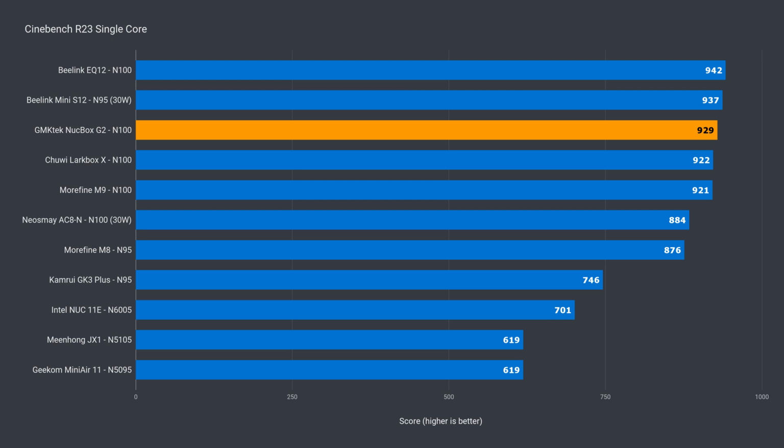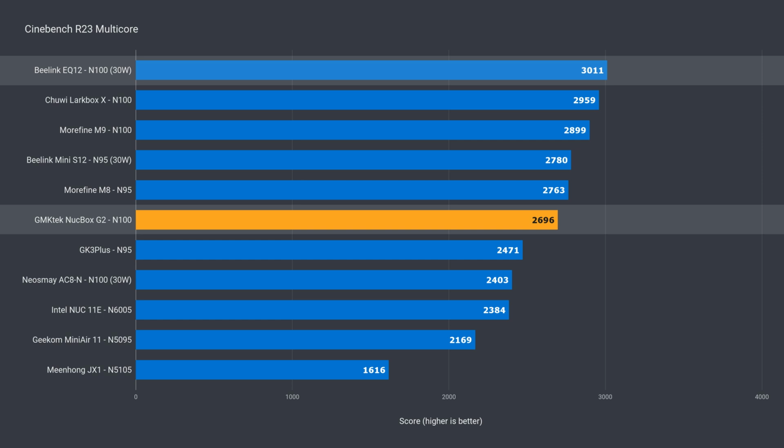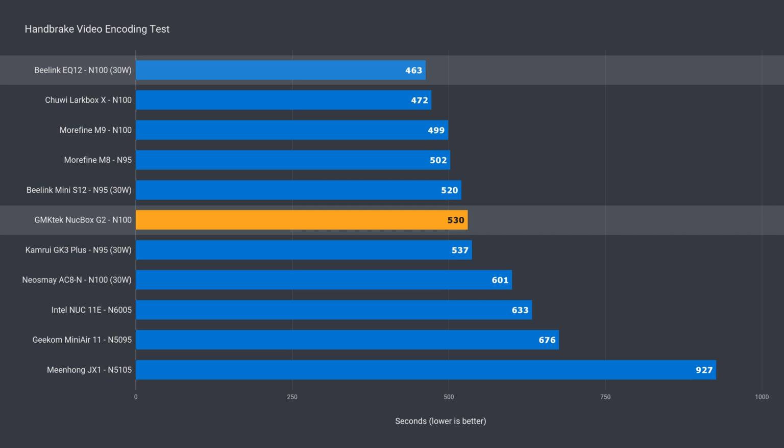In single core, the NucBox G2 does well, being at the top of the chart with the other N100s. Small variances, nothing to it really. Multicore is where we see a drop in performance. It's not bad, but it is around 10% behind the fastest N100 I've tested. And in video encoding, it's around 12% behind the B-Link EQ12.